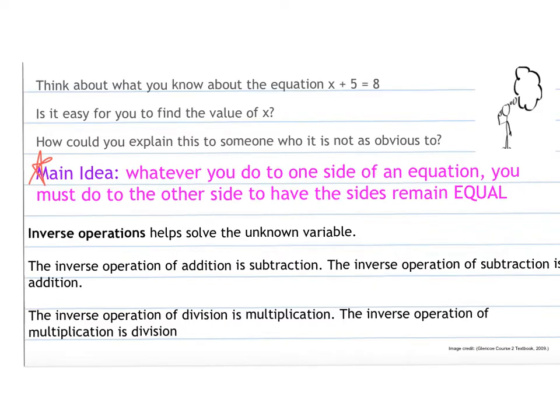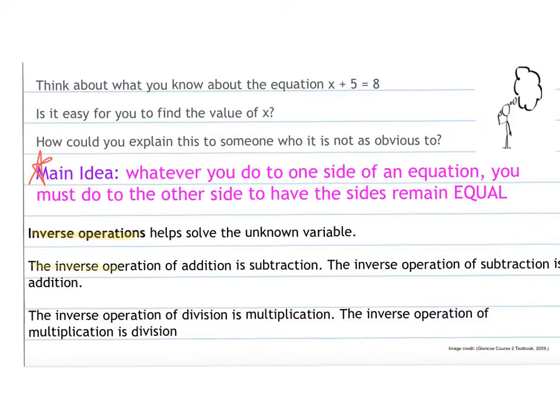Vocab word here that you should have written down is inverse operations. So write this definition down. They help solve the unknown variable. Okay, they help you figure out what the variable will be.